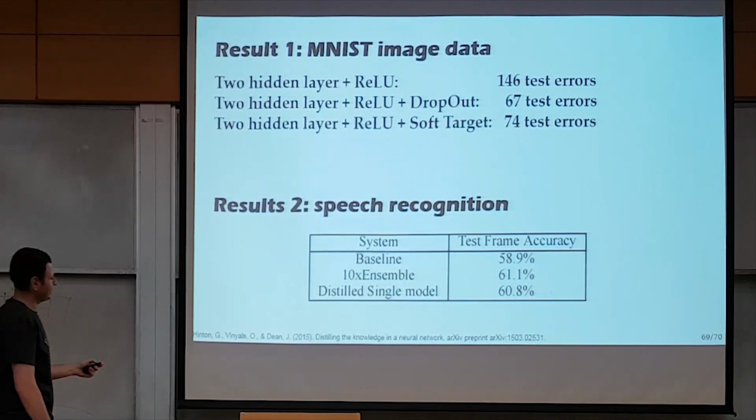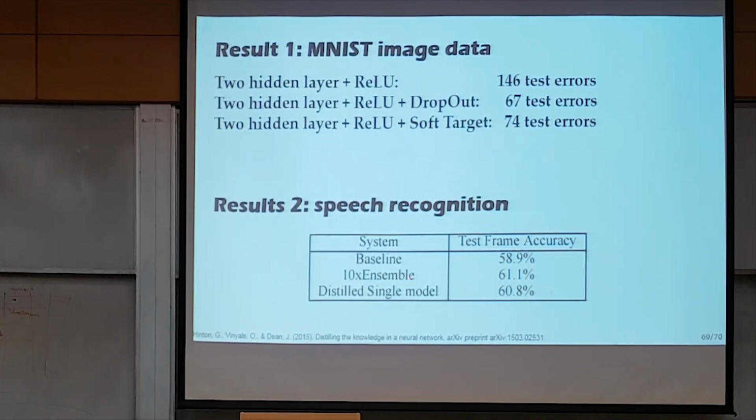The system was the baseline, the 10-model ensemble gave better results, and the distilled single model gave almost the same result as the 10 ensembles. So using the distilled model is as good as using 10 networks. And we are not training 10 networks here. We are only using the entire ensemble.